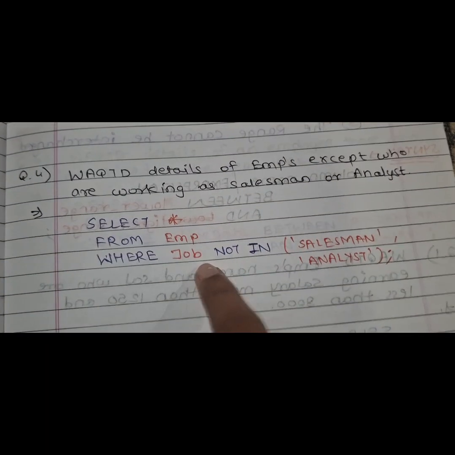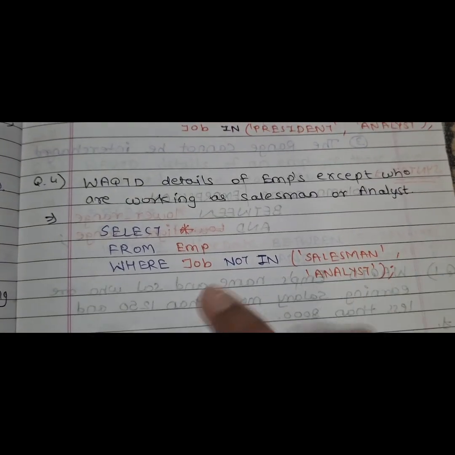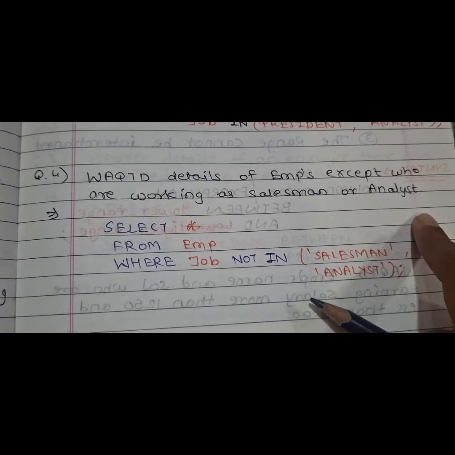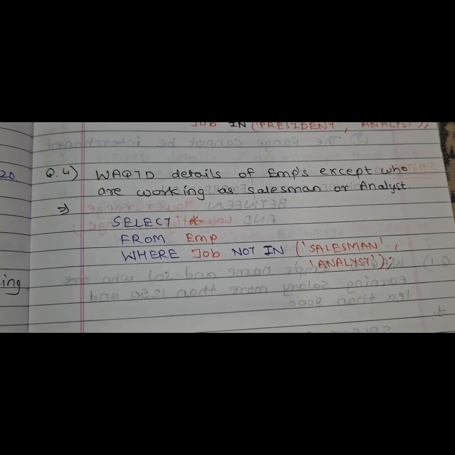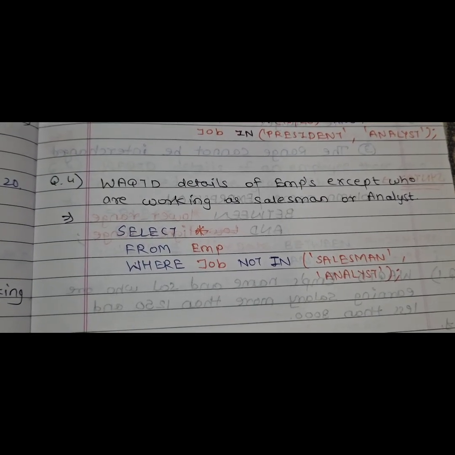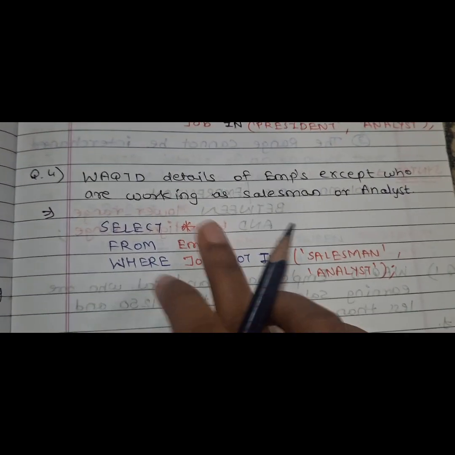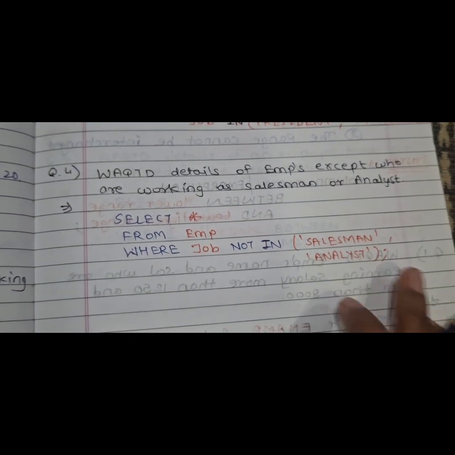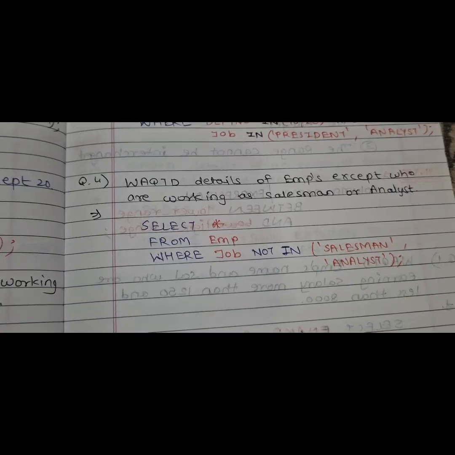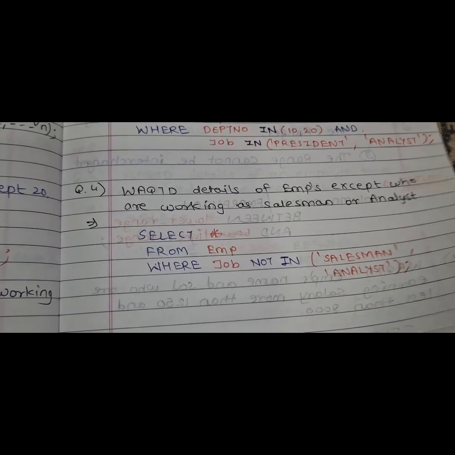Write a query to display employees except who are working as salesmen or analyst. So here what do I have to do? I have to display the employees who are not working as a salesman and analyst. So select star from employee where job not in salesman, analyst. This is an example of not in operator.